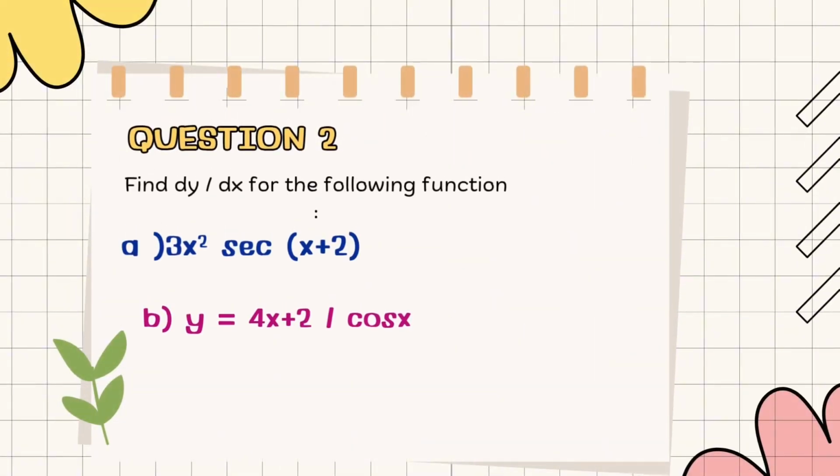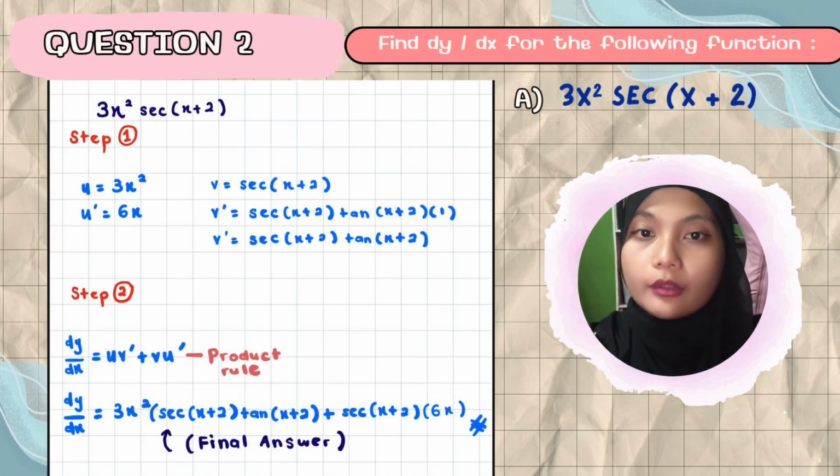Question 2. Find dy/dx for the following functions: a. 3x squared sec(x + 2), and b. y equals 4x + 2 divided by cos x. Okay, so right now I will explain question 2a, which is 3x^2 sec(x + 2). For this equation, there are 2 different functions in one equation, right? So we will use the product rule.